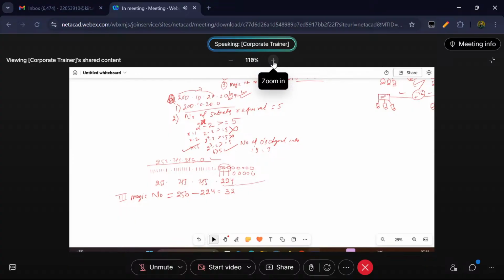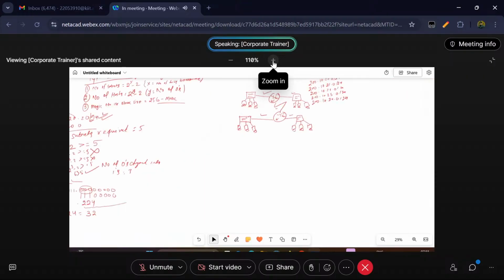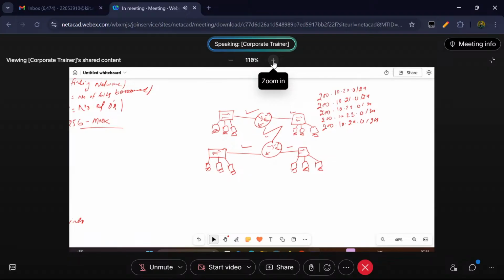Okay. So just look here. We have the IP like 200.10.20.20/24. From this network, 200.10.20.0, we require 5 subnetted networks, as you can see in the topology here. In this topology we require 5 networks, and in each network we are using, suppose, 10 or 20 hosts.